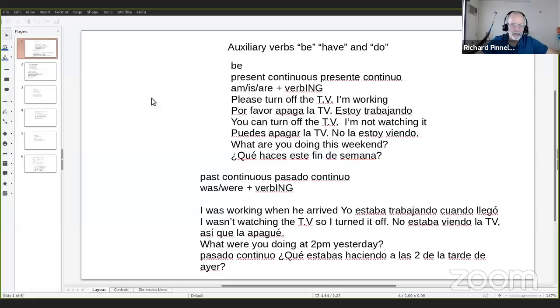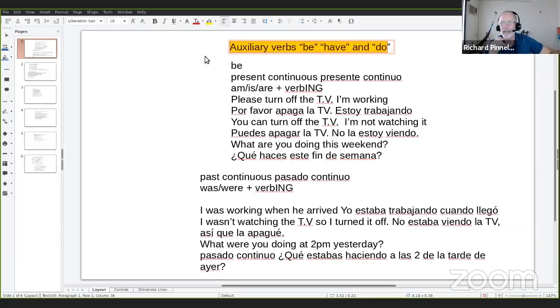Déjame poner la pantalla. En esta clase es un repaso de cosas que hemos hecho, pero vamos a ver en otra manera los verbos auxiliares be, have, and do. Obviamente esos verbos también podemos usarlos como verbos principales. En esta clase estamos viendo el uso como verbos auxiliares.